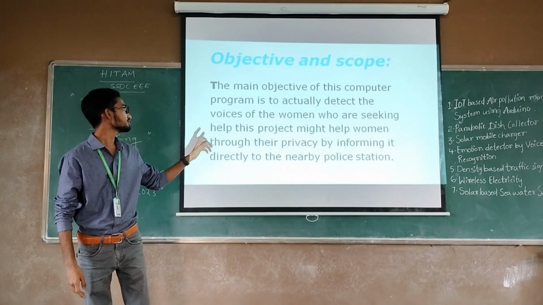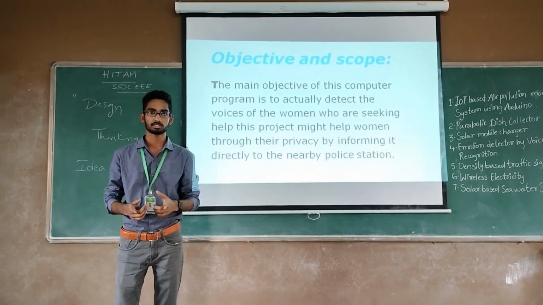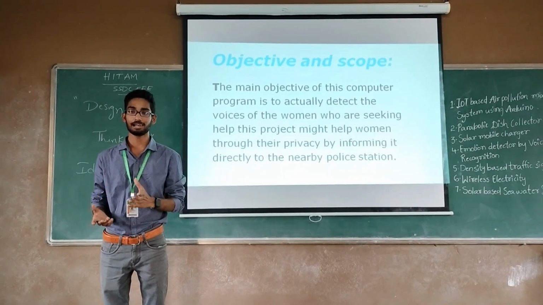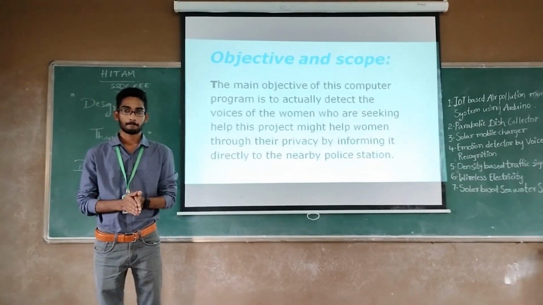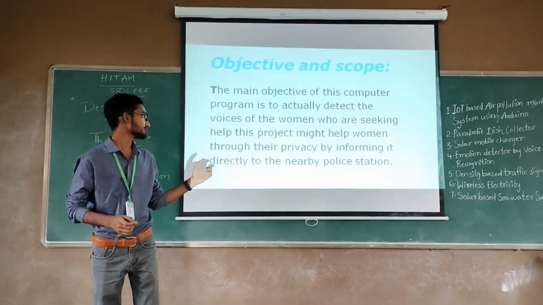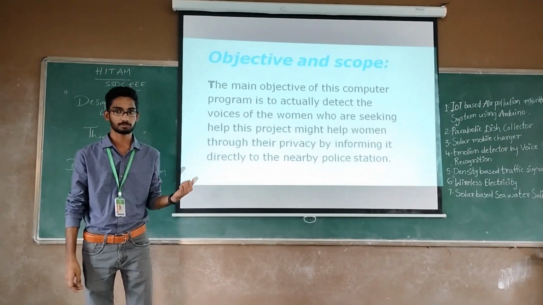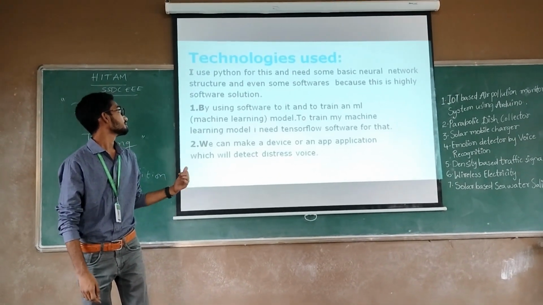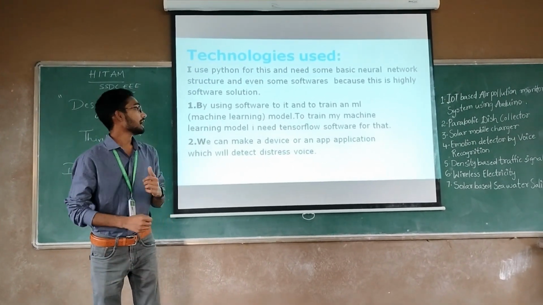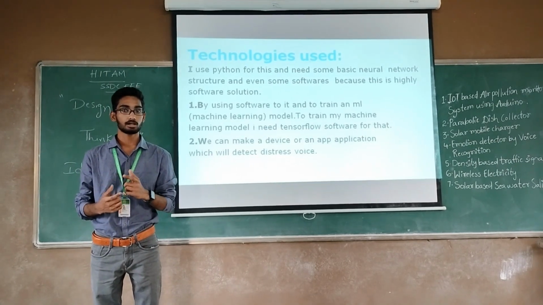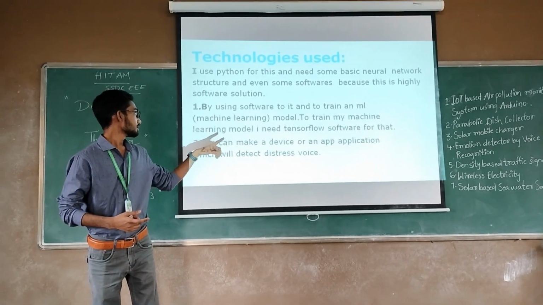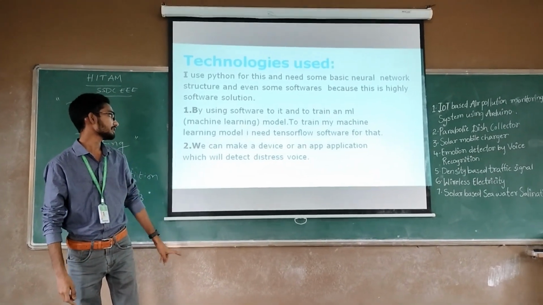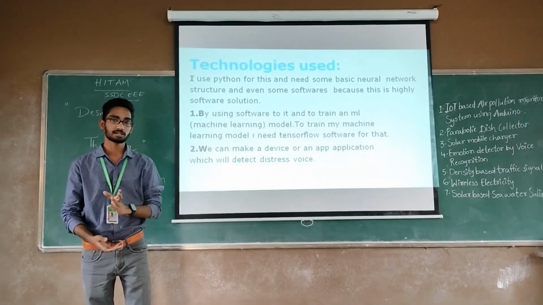The main objective of this computer program is to detect the voices of those who need help, protecting their privacy by informing the nearby policeman directly. The technology used: I use Python for this neural network and I need TensorFlow to train the machine learning model. I need TensorFlow software for that. We can make a device or an application which will detect the distress voice.